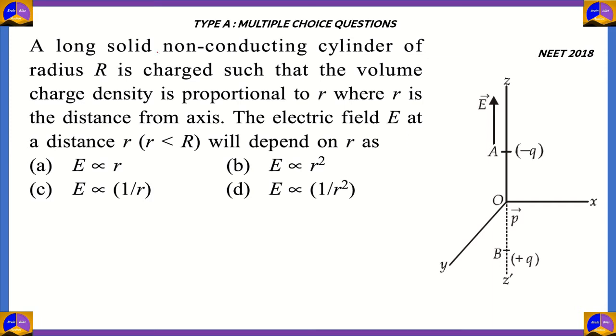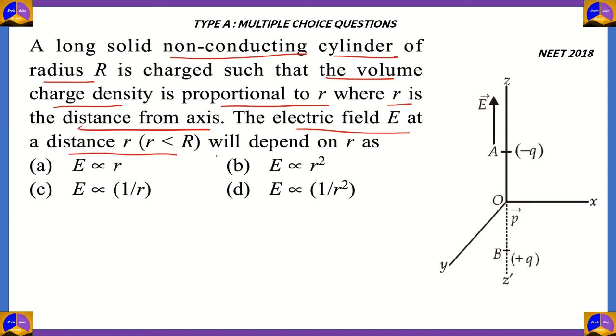A long, solid, non-conducting cylinder of radius r is charged such that the volume charge density is proportional to r, where r is the distance from the axis. The electric field E at a distance r, which is smaller than the radius, will depend on that distance r as whether E is proportional to r squared, inversely proportional to r, or inversely proportional to r squared.